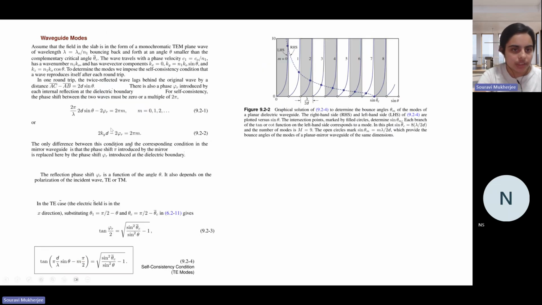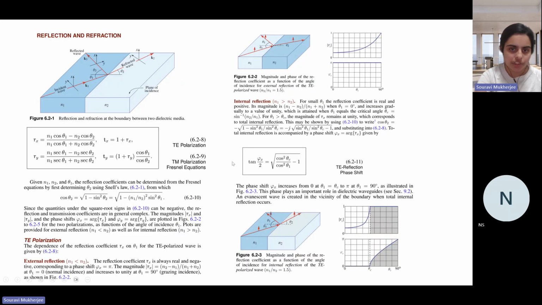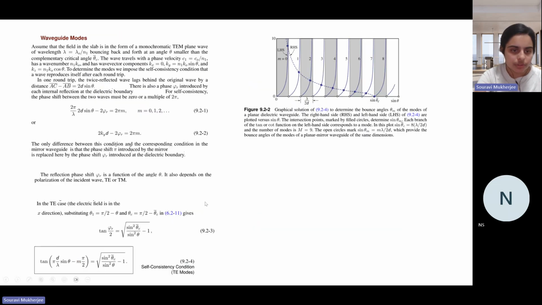So here we saw that for the waveguides, this is the condition that needs to be satisfied for the self-consistency condition. And this is just writing it in terms of the wave number. Now this phi r satisfies this condition, and this is coming by putting these conditions in this expression here. This is the general expression that comes from Fresnel equations. So if you do that, you see that your phase acquired is a function of your incident angle.